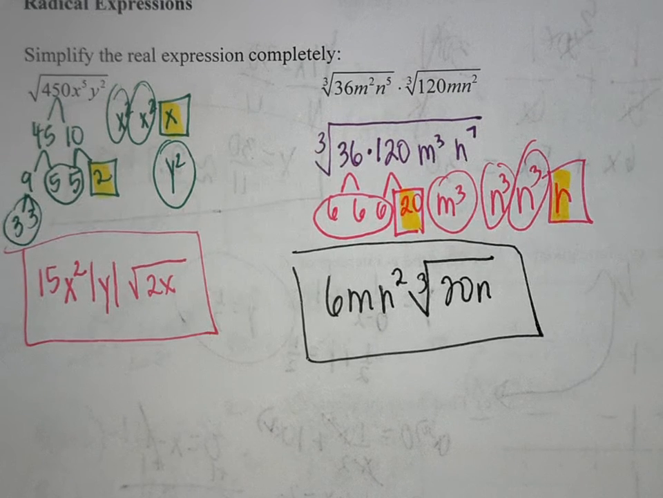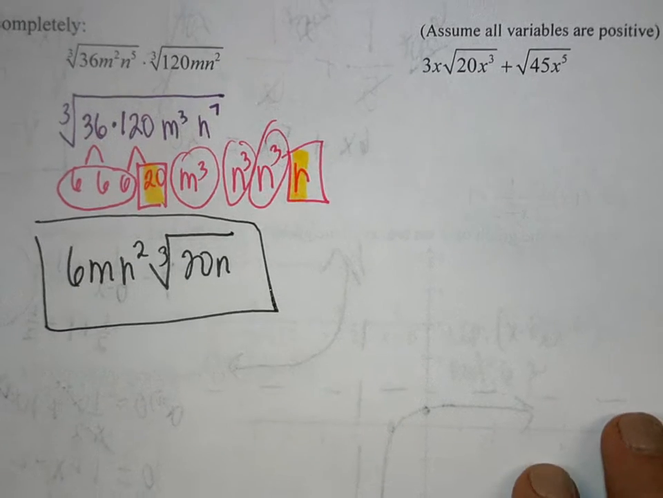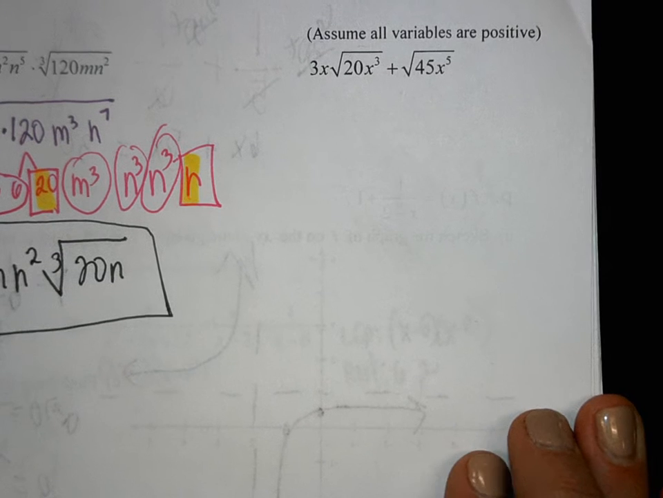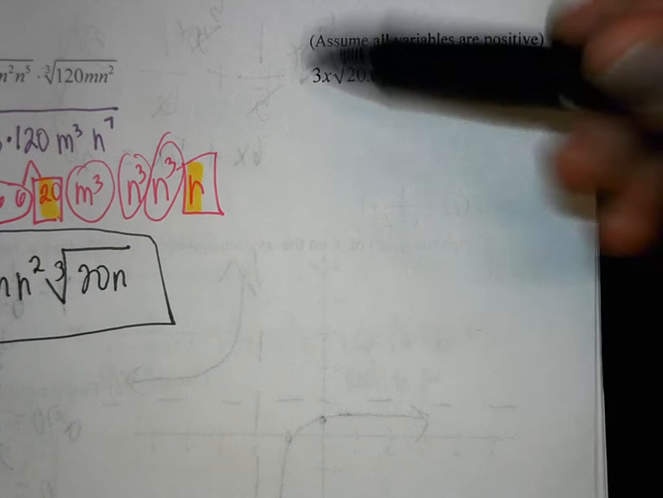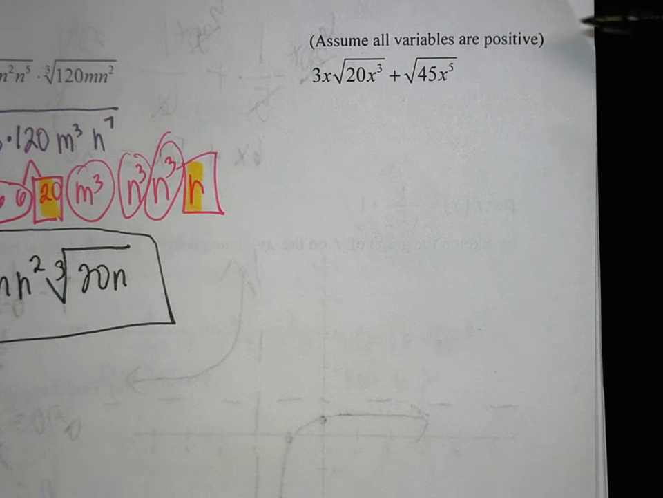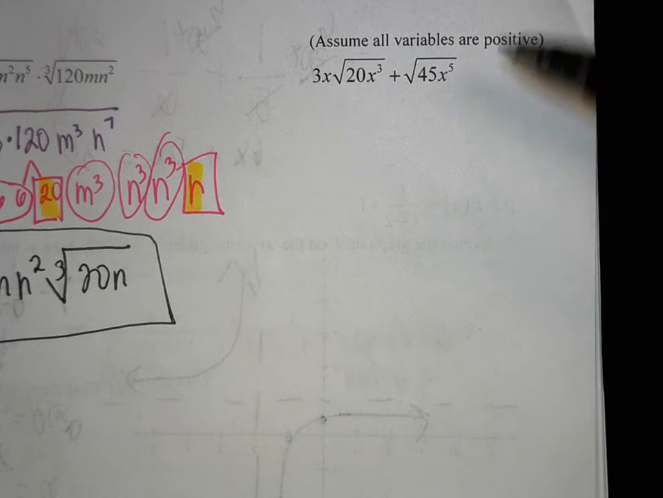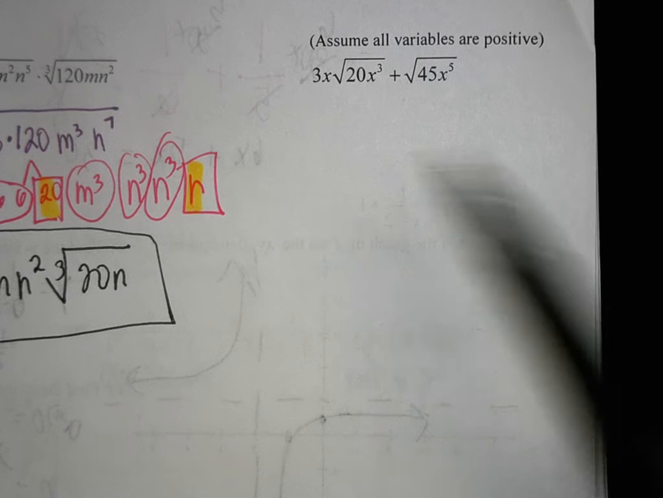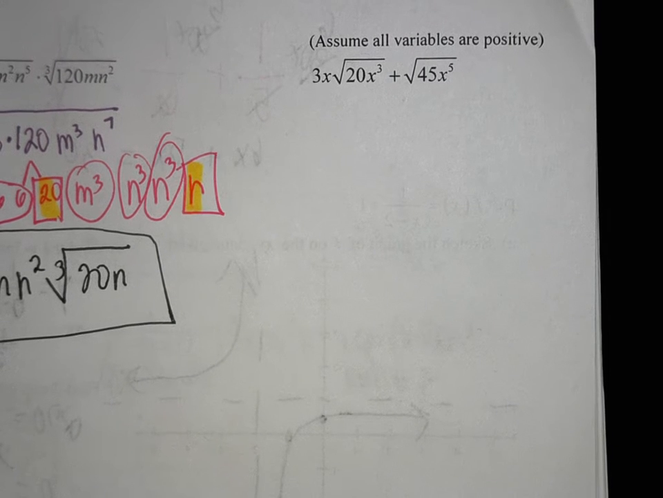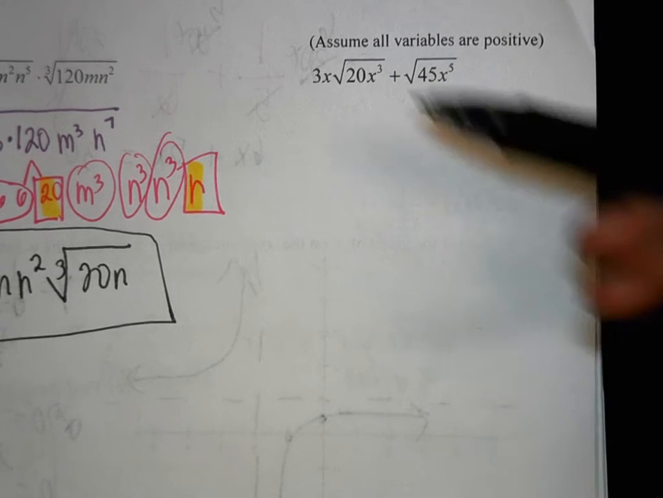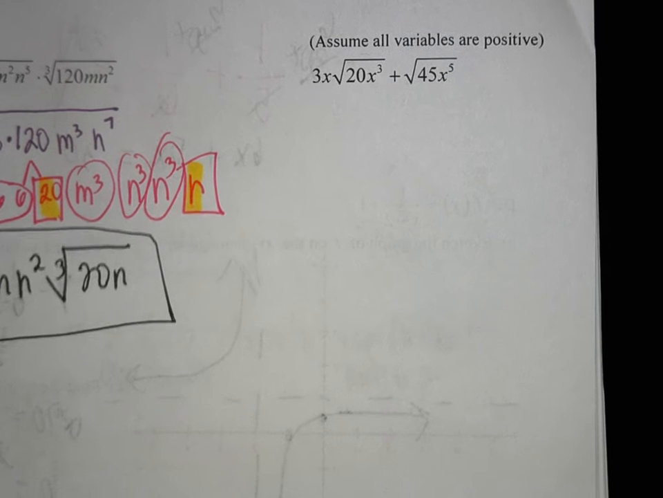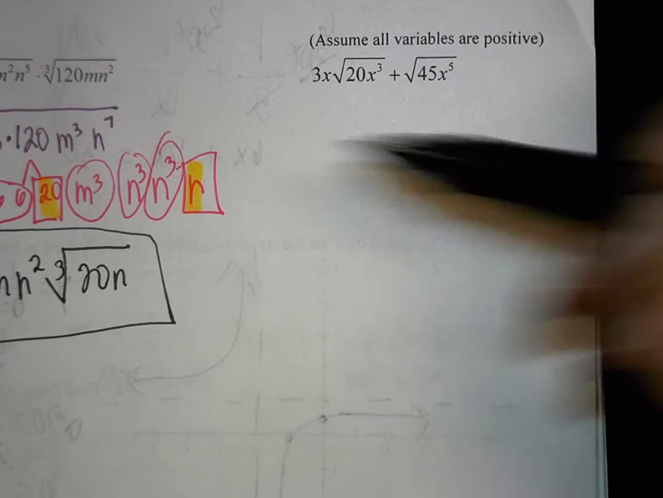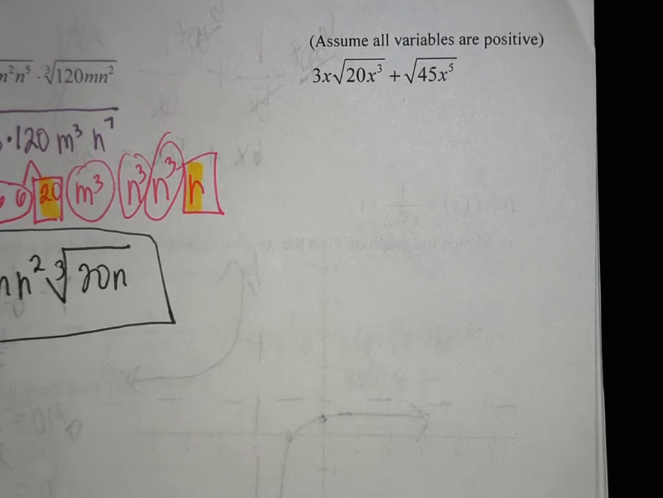Okay, the next one, they are adding. Also notice it says assume all variables are positive. So do I need to worry about my absolute value marks? No. So anytime it tells you this, don't worry about absolute value. In order to add roots, what do they need to have? They have to be the same underneath. So can I add these together right now? No. So we're going to break them down separately and see if we can end up adding them together once we're done breaking them down.